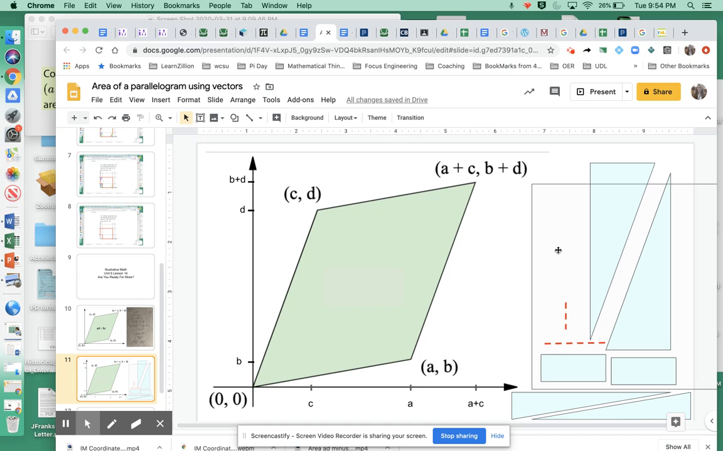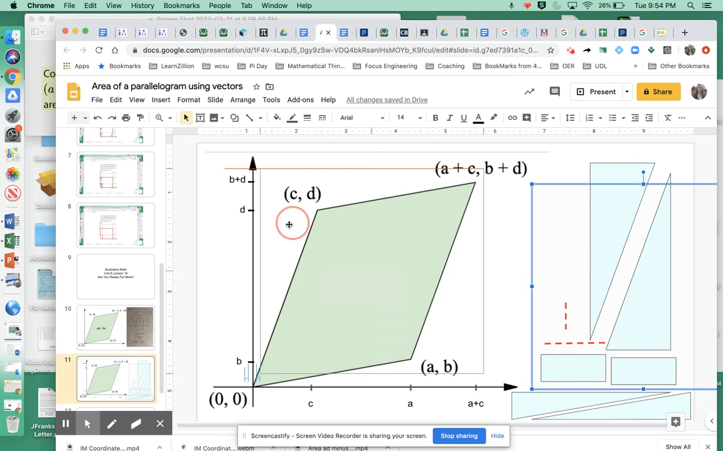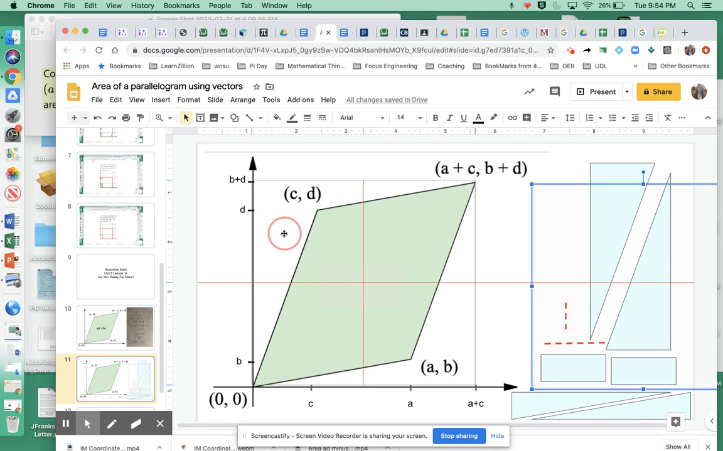So let's think about this in terms of composition and decomposition. I'm going to make a giant square around this parallelogram.